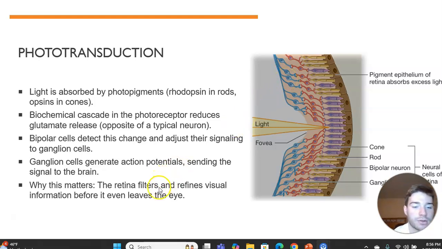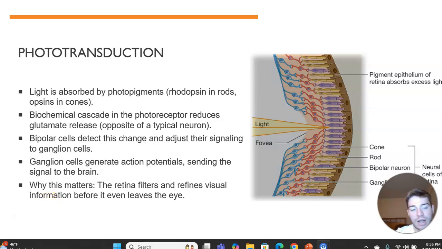So why does this matter? The retina filters and refines visual information before it leaves the eye. As I mentioned in the first slide, a lot of people like to compare the retina to a camera, but actually it's a very organized structure, and the light actually gets processed in the retina before it goes to the brain, because the brain can't just process pure light.